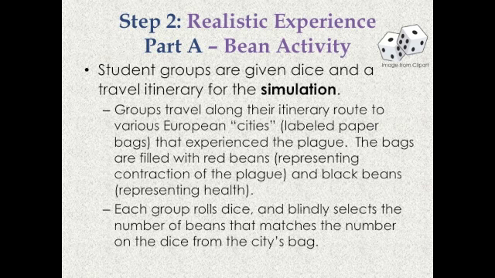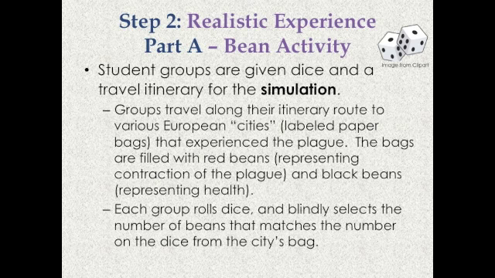We now move on to step 2 in our 6-step process, which engages the learner in a realistic experience. For this example application, Part A of the realistic experience is a bean simulation, where student groups are given dice and a travel itinerary. Groups travel along their mock itinerary route to various European cities, which are labeled paper bags around the classroom, that experience the plague.